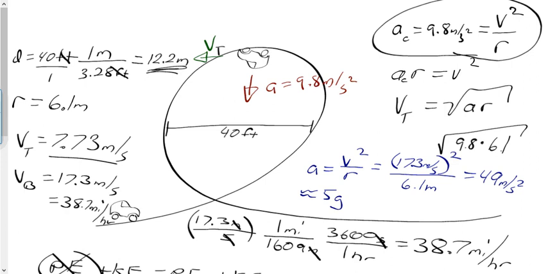So how many G's of acceleration does he really experience? He's actually going to experience 6 G's, because we have to add in the 1 G that he's already experiencing just by simply standing there on the track, or by sitting in the car seat. So in total, he's going to experience 6 G's entering the track.